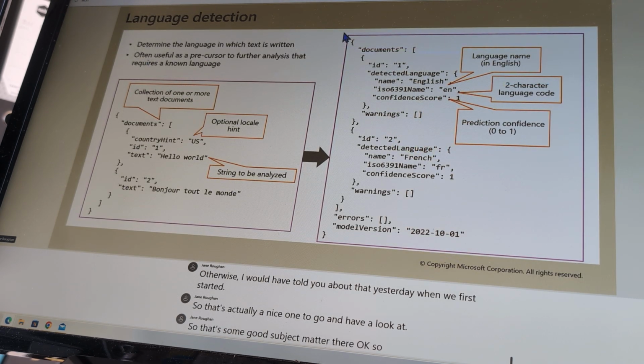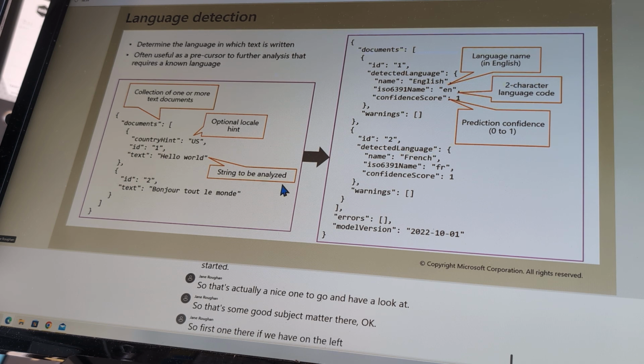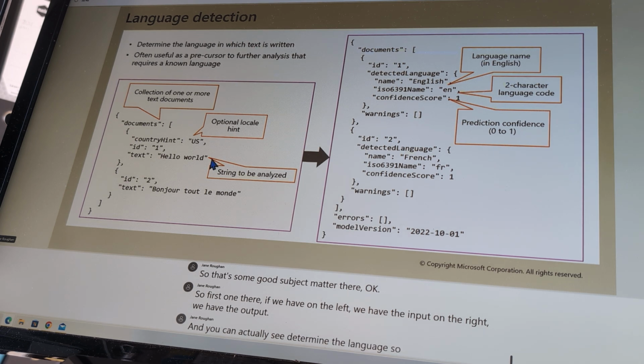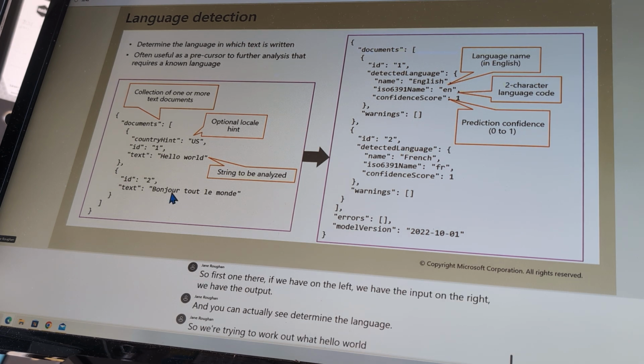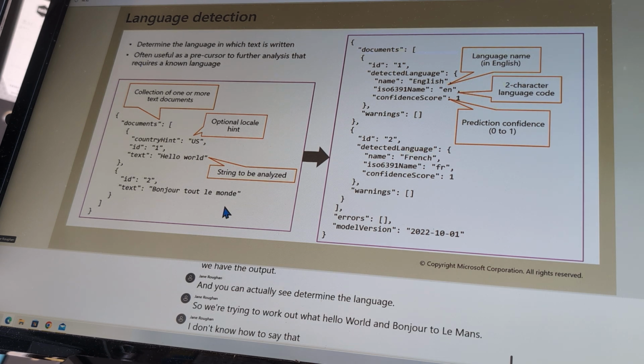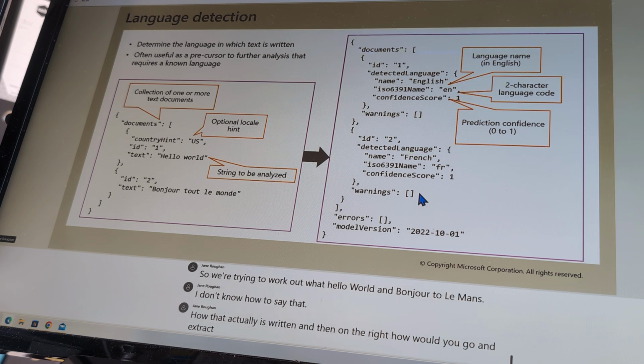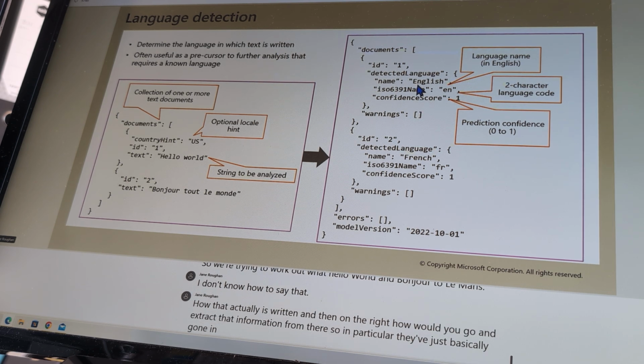Okay, so the first one there, on the left we have the input, on the right we have the output, and you can actually see it determine the language. So we're trying to work out what "hello world" and "bonjour tout le monde" are. I don't know how to say that, how that actually is written. And then on the right, you see how you would extract that information. In particular, they've just worked out what the language was.